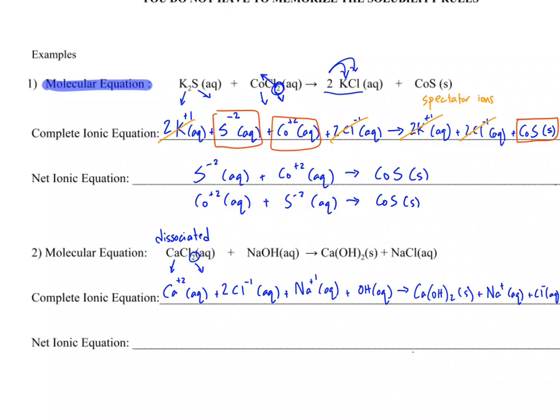Okay? So now I've got my complete ionic equation. The equation was dissociated into their respective ions. So now I need to figure out what was important in this equation. Well, look at what was formed. I formed calcium hydroxide as my solid. So the two things that formed calcium hydroxide would be calcium and hydroxide, which means everything else is extra information.